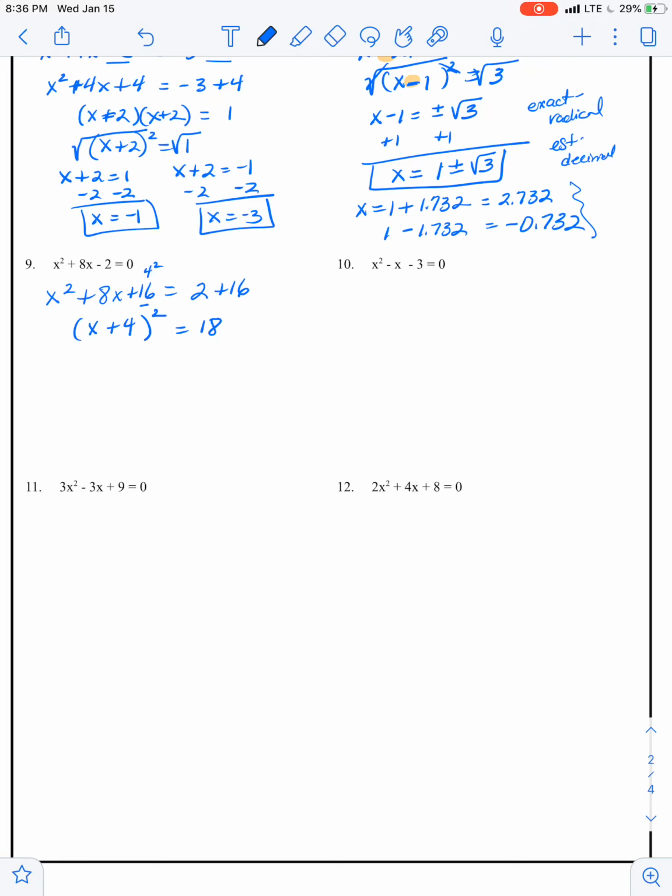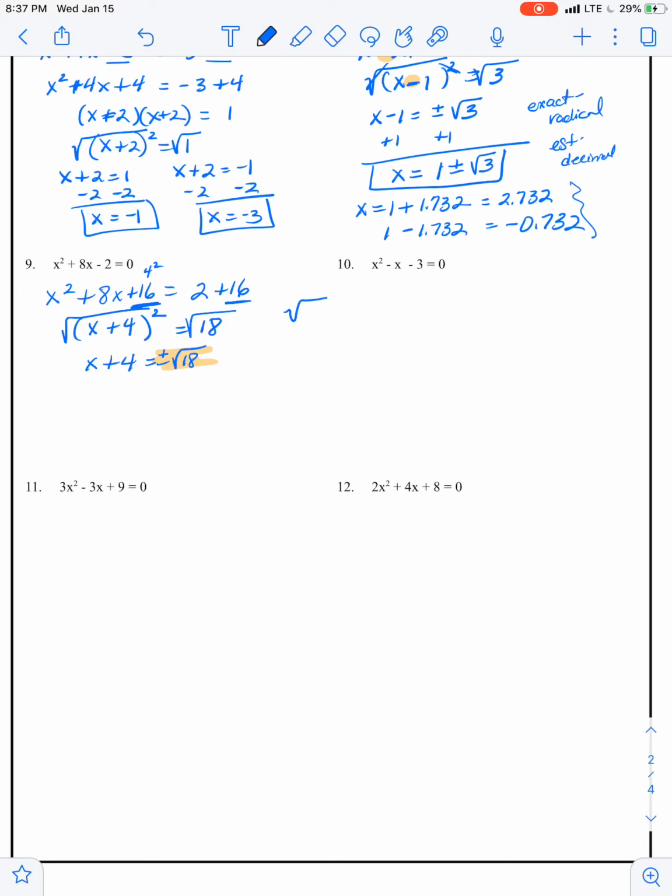Okay? So the key here is being sure you understand where that number comes from. Square root both sides. So this is x plus 4 equals the square root of 18 plus or minus. Okay, now this is the method that I use. You can do it in kind of any different order, but if the right side here can be simplified, I go ahead and get it simplified first.